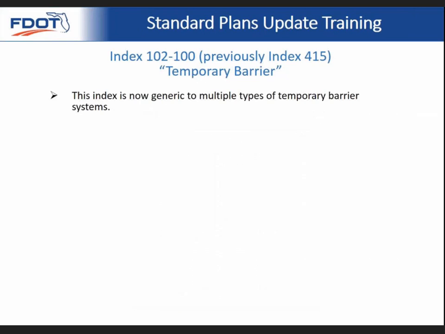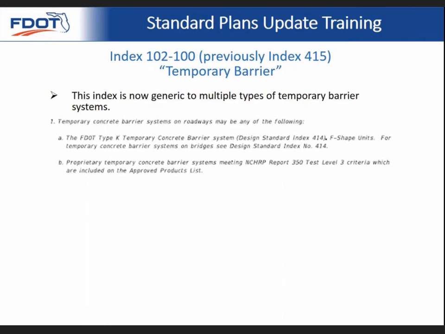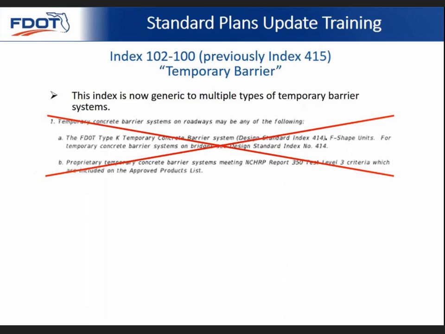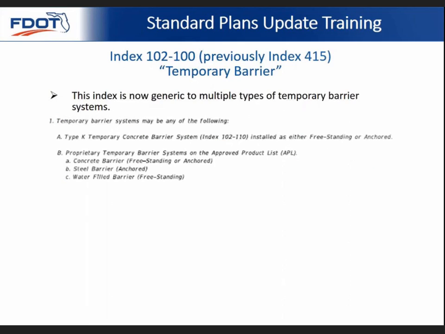So starting with index 102-100, this was previously index 415. It is now called temporary barrier. This index is generic to multiple types of temporary barrier systems. Previously, this covered primarily concrete, but with the changes that we have now made, this index is covering concrete barrier, steel barrier, and water-filled barrier. Now, the primary differentiation between these barriers is whether they are freestanding or anchored.